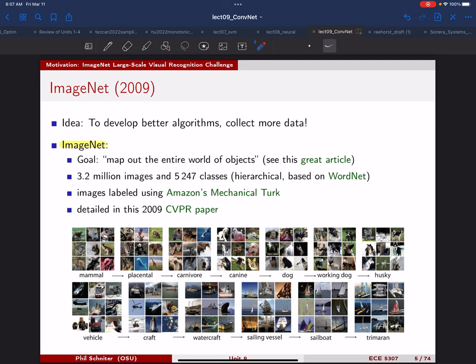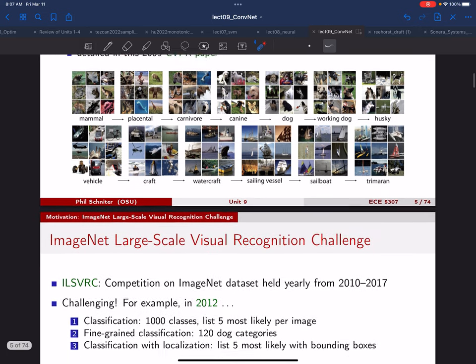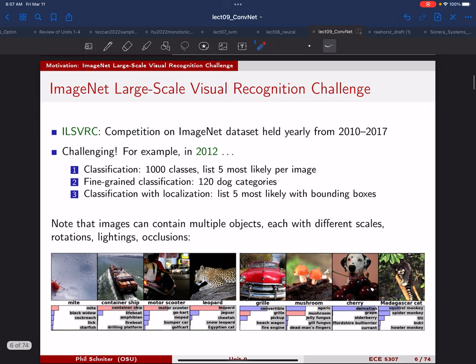And yeah, this is a great article about it. But the work was finally described formally in this paper from 2009. So after they collected that data set, there was a very famous competition that was held yearly from 2010 to 2017, to see how well people could do working with that data set. And every year they had different competitions.